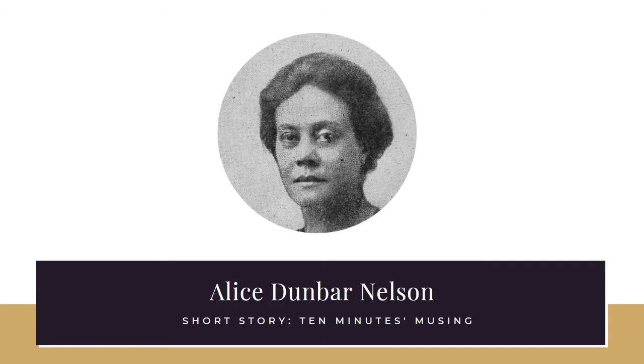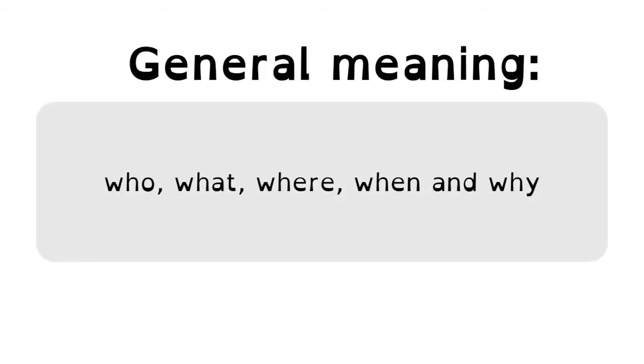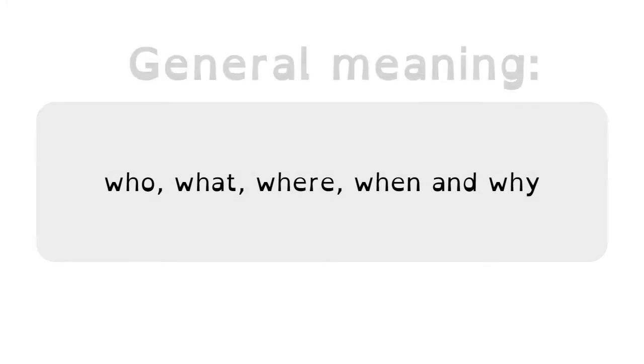In this lesson, we are going to look at the meaning of the short story 10 Minutes Musing by Alice Dunbar Nelson. Of course, if you haven't read the story, it would be good to start back at lesson 1 in this mini course, otherwise none of this will make any sense. Let's start with a discussion of general meaning. We'll go through the 5 W's: who, what, where, when, and why.